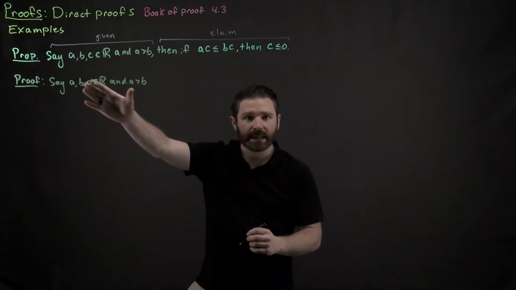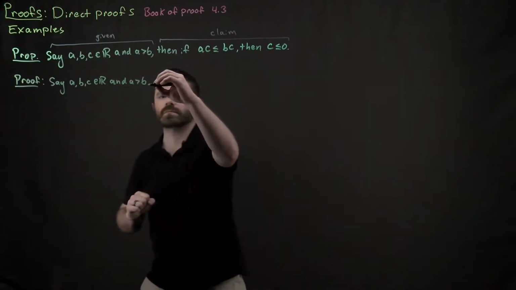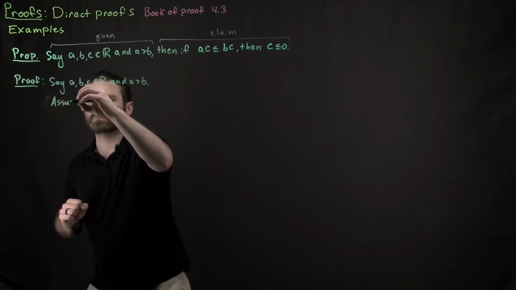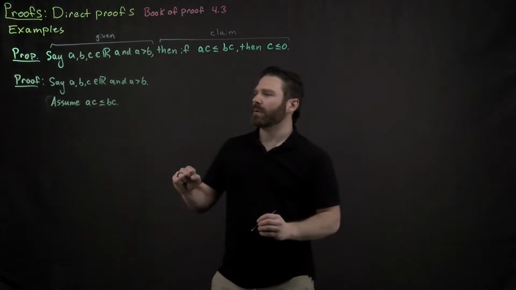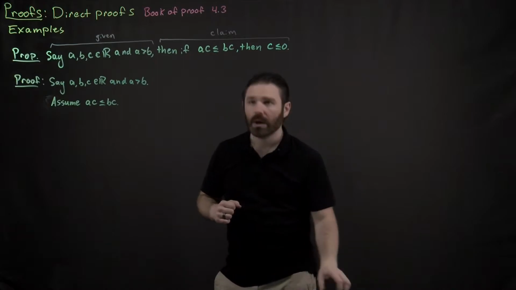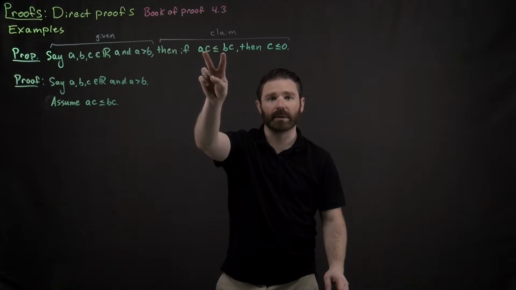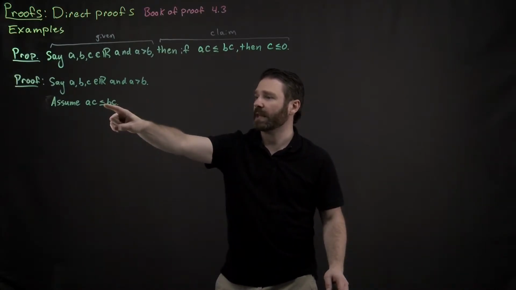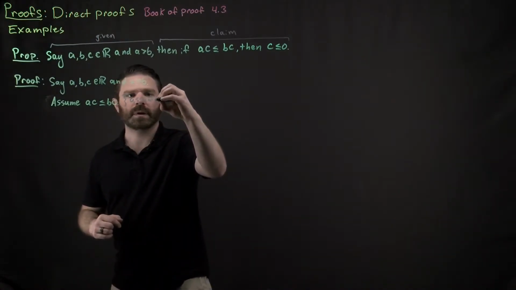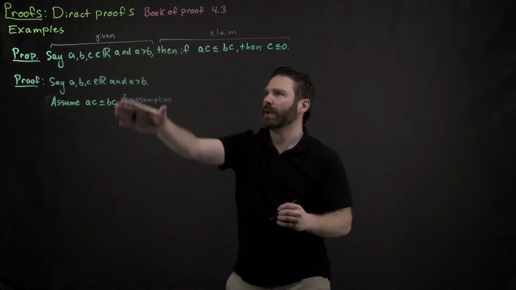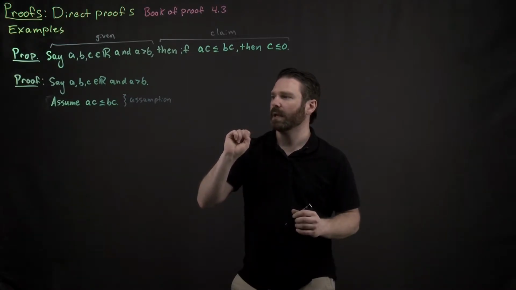First off, anything that I was given, I just write down verbatim. It was given to me, so I write it down. Now, since I am working with my direct proof technique, what I'm going to do is assume my hypothesis of this P implies Q statement right here is true. So assume that AC is less than or equal to BC. That's how all direct proof examples are going to start out. You assume that your hypothesis here is true.